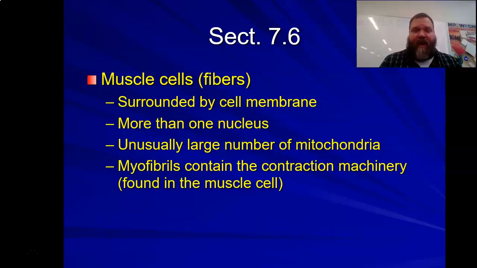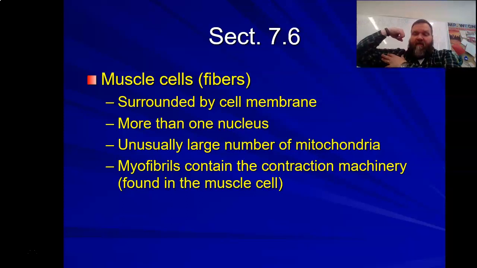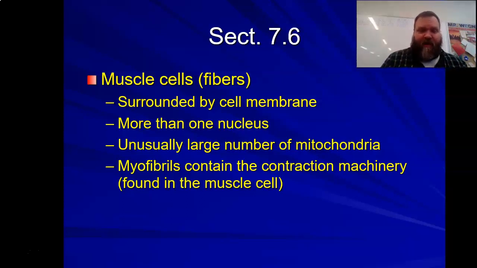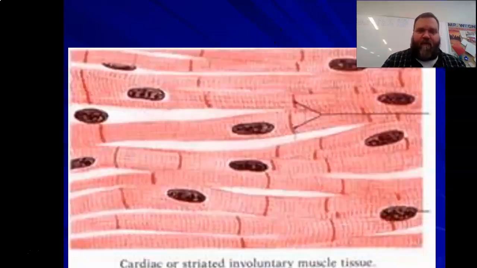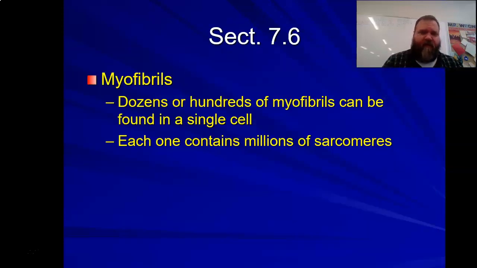Myofibrils. These contain the contraction machinery. In other words, the machinery that allows me to then, boom, contract my muscle. It's found in the muscle cell. Myofibrils. And you can kind of see what it looks like. This is cardiac or striated involuntary muscle tissue. And you can see all those different nuclei there. And then the line pointing to what we were looking at. So dozens or hundreds of myofibrils can be found in a single cell. Each one contains millions of sarcomeres.